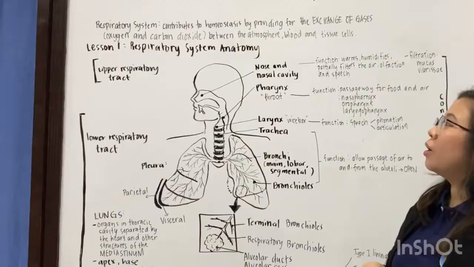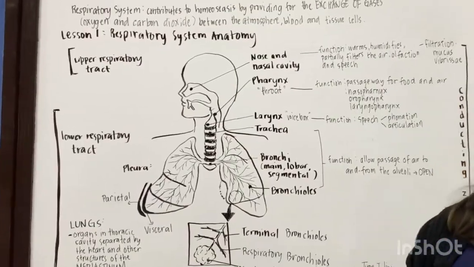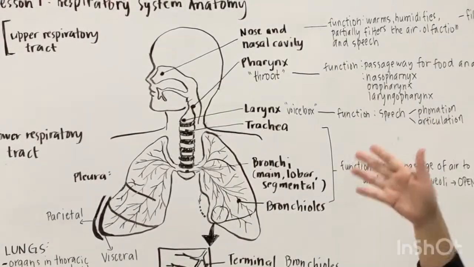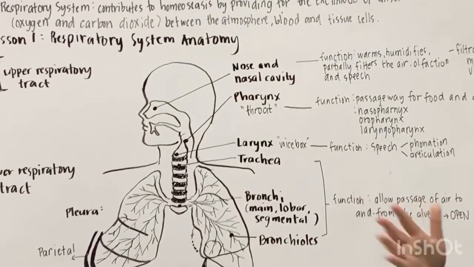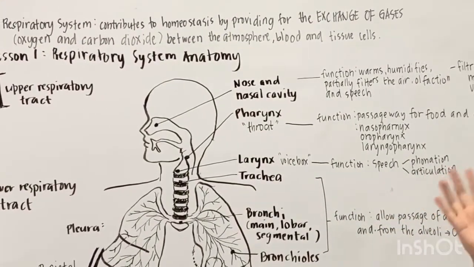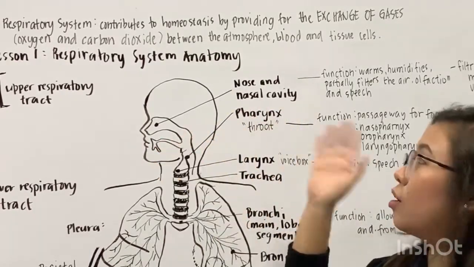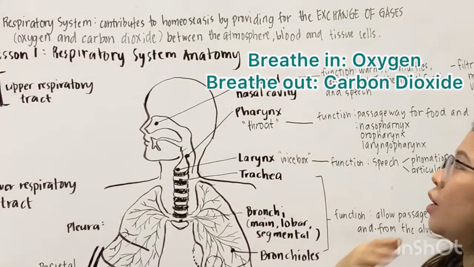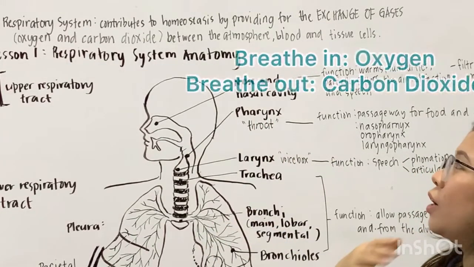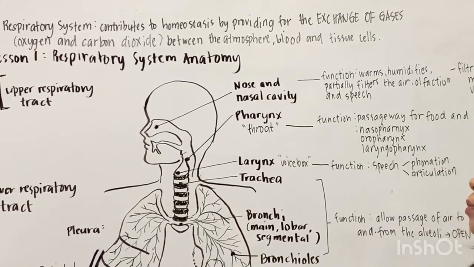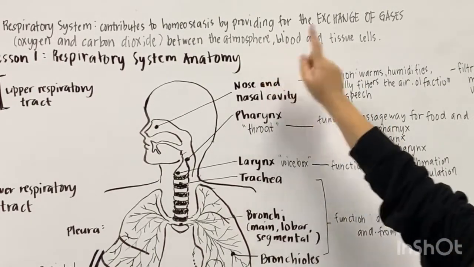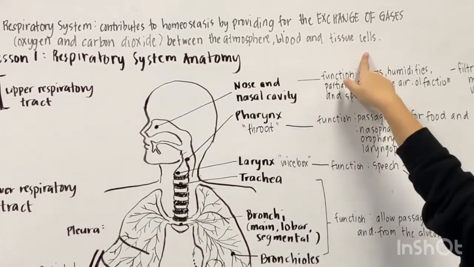Respiratory system. Okay, so what is the function of your respiratory system? Basically, it contributes to homeostasis, or your balance, by providing for the exchange of gases. So what are these gases? You have your oxygen and your carbon dioxide. And the exchange is between where? Between the atmosphere and between your blood and your tissue cells.